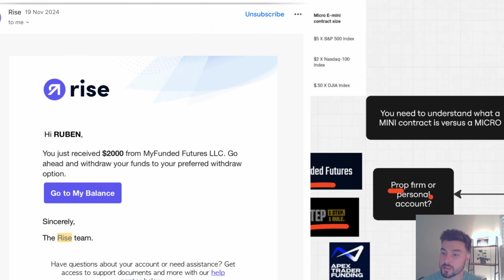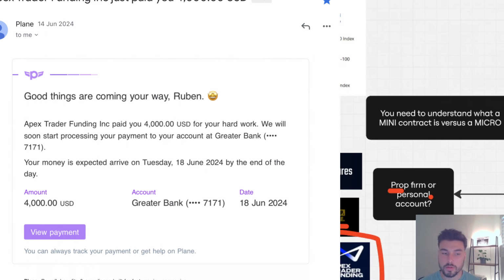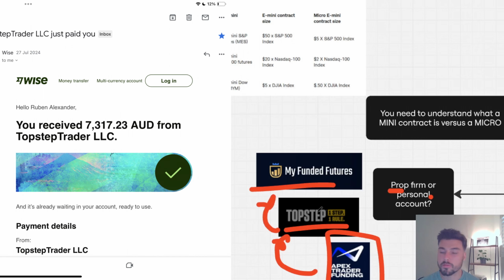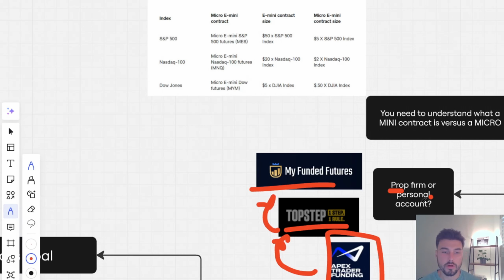These are payouts from last year, consistently every single month. I started with Apex, then I moved on to Top Step, and now I'm working mainly with MyFund Futures. If you want a video that compares each of these prop firms, like 1, 2, and 3, just let me know, because I'm happy to actually make one in the future.